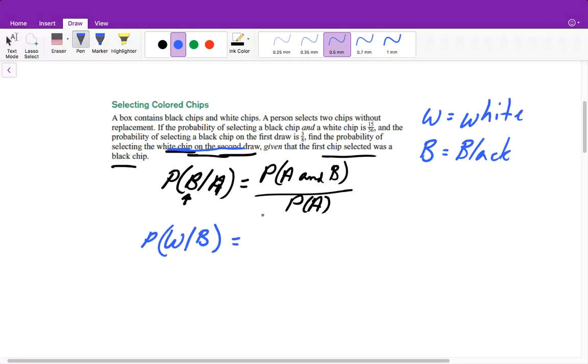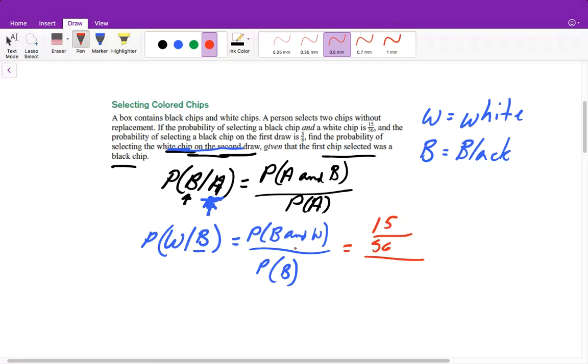So now we would set it equal to the probability of A and B. That would then be the probability of B and W, based on the letters that we're using now, over the probability of A, which is our second part of this given, but it's actually our first event that took place, just the second thing written. So it'll be over the probability of B. Well, the probability of the black and white chip happening is 15 out of 56, and the probability of a black chip being drawn first is 3 out of 8.